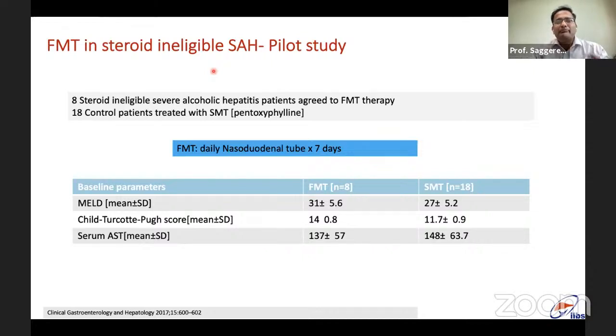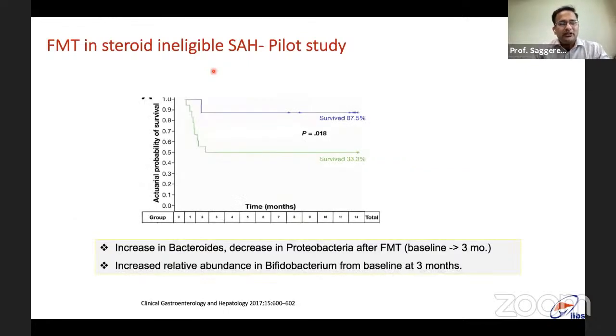And 8 patients were compared with a retrospective cohort of 18 comparable patients on standard of therapy. And what was found was there was an increase in the bacteroides and a decrease in the proteobacteria in the patients who received FMT compared to baseline, by repeat sampling done at 3 months. And there was also increased relative abundance of the bifidobacterium. Clinically, the survival was much better. The 3-month and 6-month survival was much better in the group which received FMT compared to the retrospective comparable cohort.